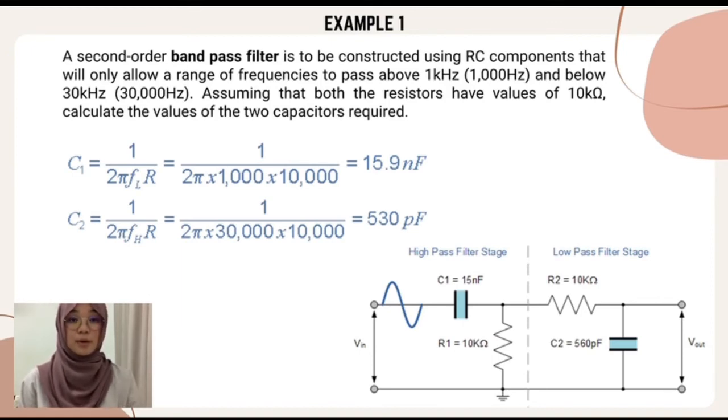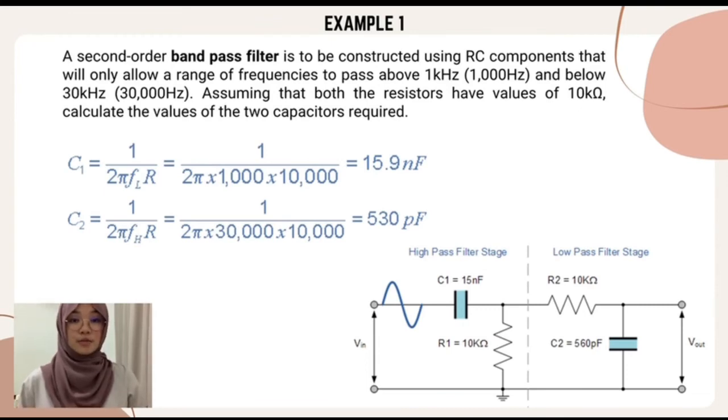Next is the low-pass filter stage. The value of the capacitor C2 required to give a cut-off frequency FH with a resistor value of 10 kΩ is calculated. We can get C2 from the formula 1 over 2 pi times FH times R. We can substitute all of the information for C2: 1 over 2 pi times 30,000 times 10,000. We can get the answer 530 pF.